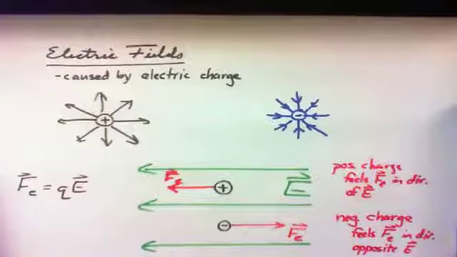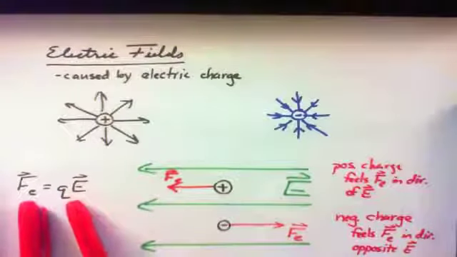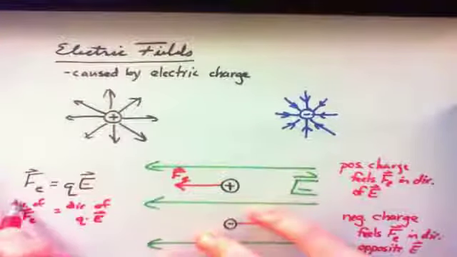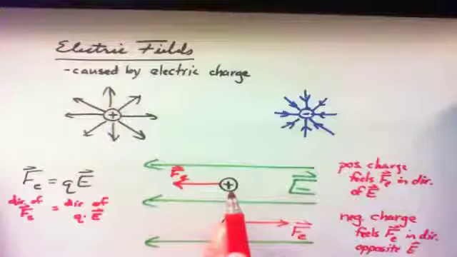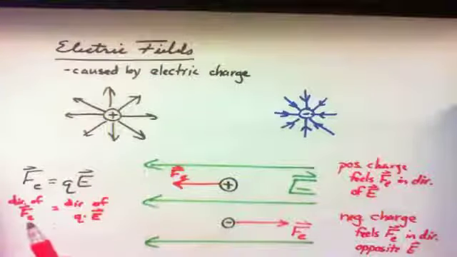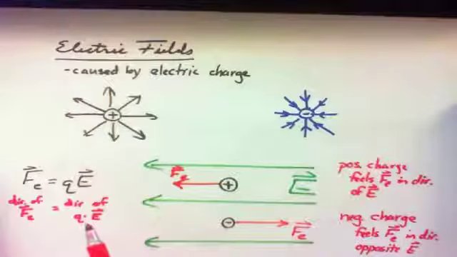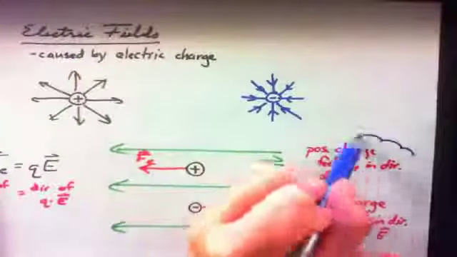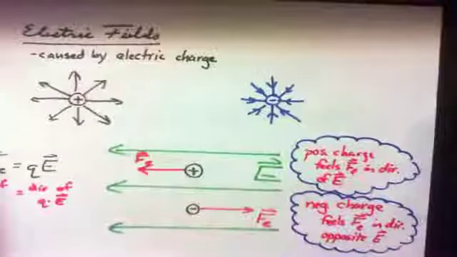If Fe is equal to qE, the direction on both sides of this equation has to be the same. So let's say the electric field was to the left. So E is to the left. If q is a positive charge, then F also has to be to the left. If E is to the left and we have a negative charge, then Fe has to be in the opposite direction of the electric field. It has to be to the right. Okay. A positive charge will feel a force in the direction of the electric field. A negative charge will feel a force in a direction opposite the electric field.